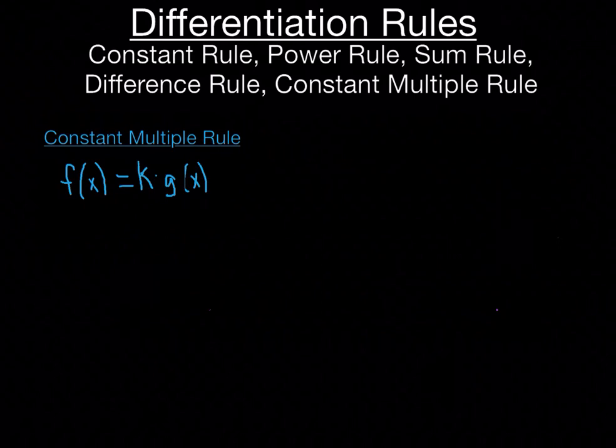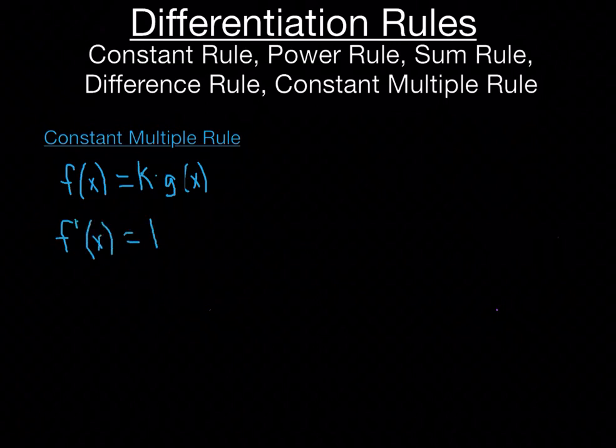This last rule is called the constant multiple rule. It's kind of similar to the power rule. When you've got a number in front of a function, like k times g of x, when you find the derivative of this, you just simply write the k in front and multiply it by whatever the derivative of g of x is. So it's like you pull the k in front and then go ahead and find the derivative of the given function or the known function.